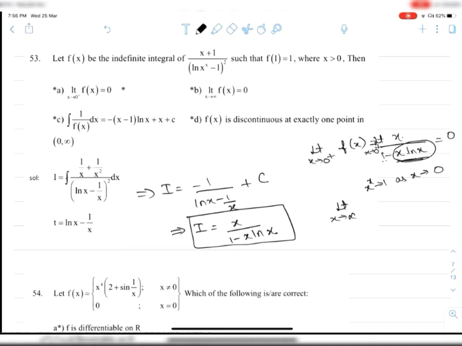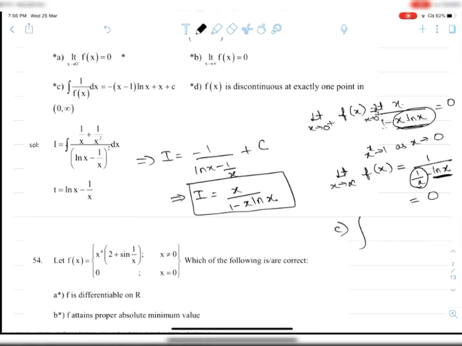Limit x tends to infinity, f of x is equal to 1 by (1 by x minus ln x). Now this value will tend to 0, but this value will tend to infinity, so the whole value will again be 0. So C option is correct.